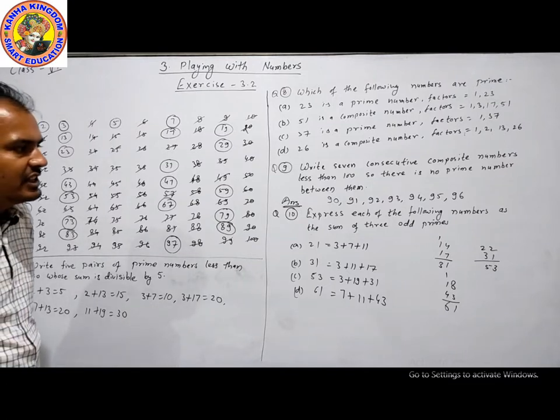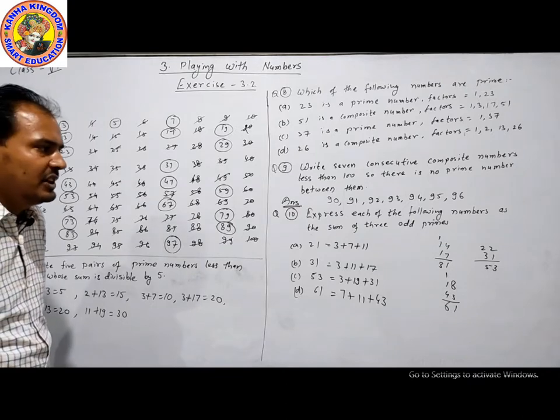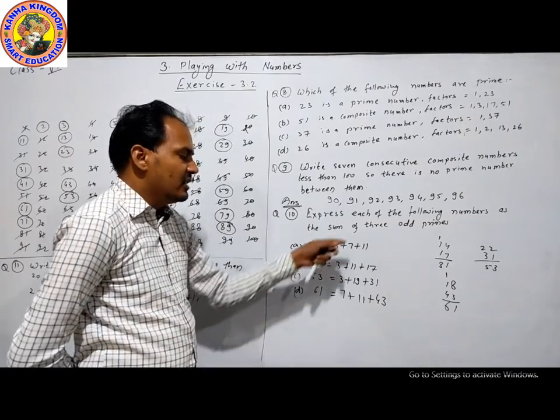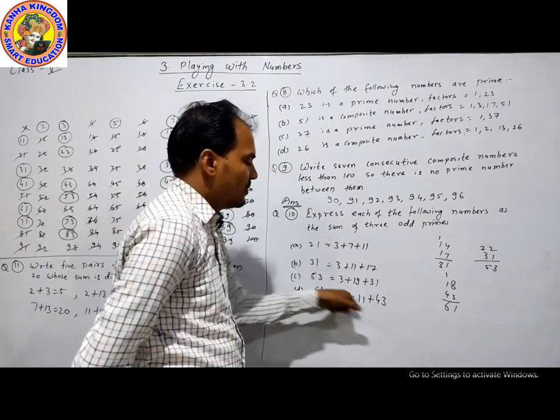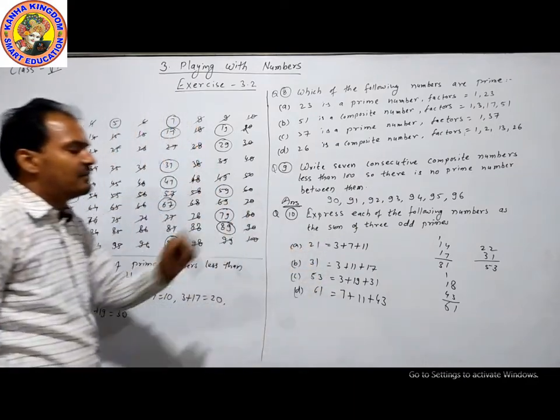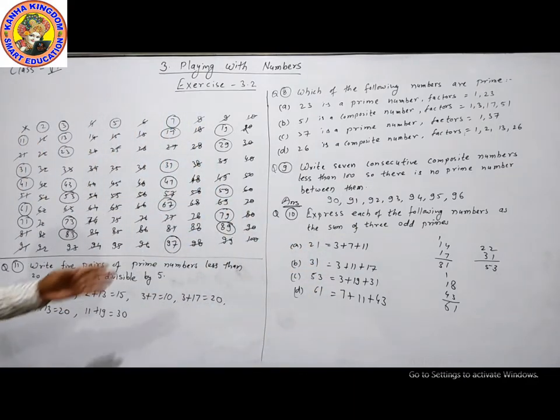Next, express each of the following numbers as the sum of 3 odd prime numbers. We will add 3 numbers to make these. We have to find the combination by this table. By this table we will find any combination to make these numbers.